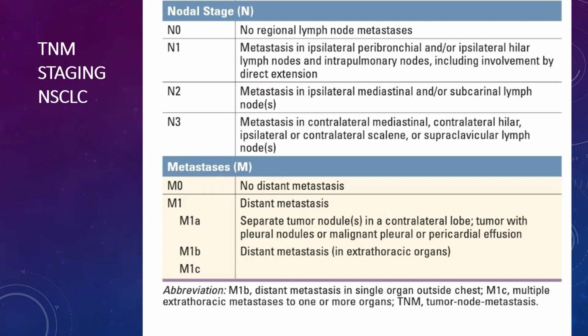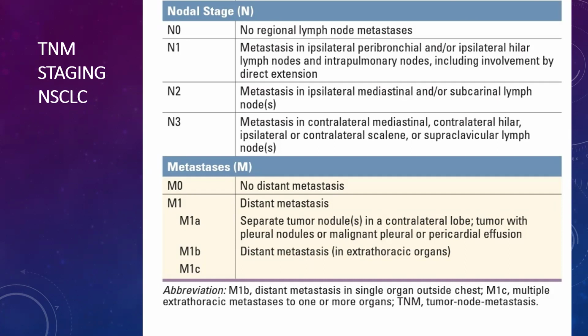M1A is if there's a separate tumor nodule in a contralateral lobe. So for example, again, you have a right upper lobe mass and you have a left upper lobe nodule. So that falls under M1A. Also, if you have a tumor with pleural nodules, tumor with malignant pleural effusion or malignant pericardial effusion, that will also fall under M1A.